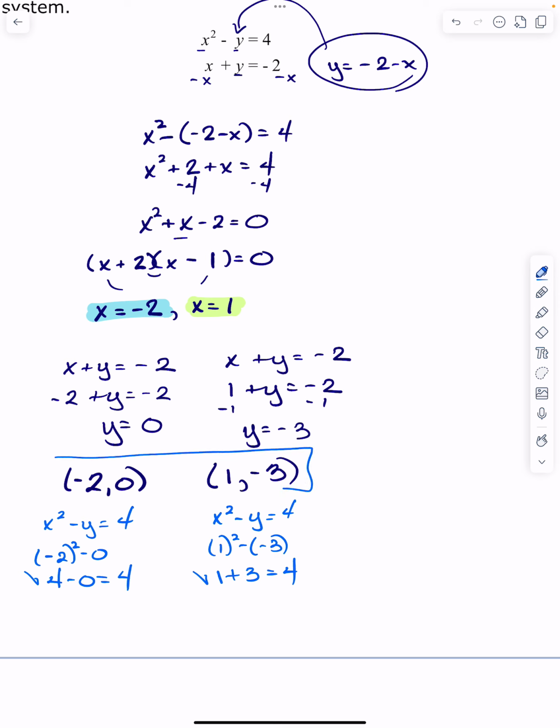So notice here I have two solutions because I had two x's. Each of those x's is going to have a y.